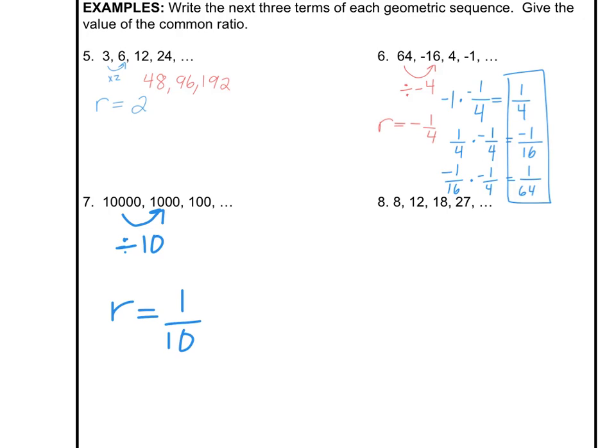So you got to keep the pattern going. It's dividing by 10 over and over. So the next one would be 10, and then 10 divided by 10 is 1, and then 1 divided by 10 is, please leave it as a fraction, do not give it to me as a decimal. 1/10.